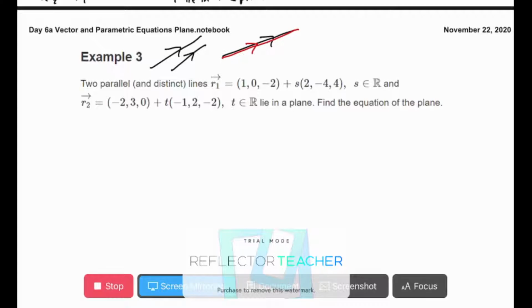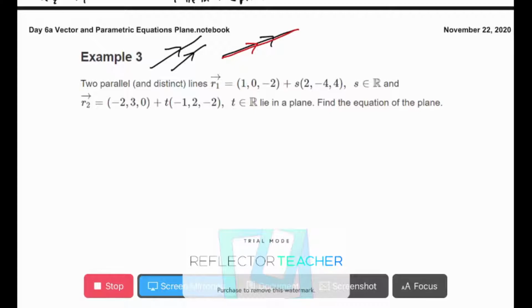So we have R1, we have our position vector, parameter s, and our direction vector. And our second equation of our line, R2, position vector, parameter, direction vector. And our parameters are defined as element of the real. So 2 parallel and distinct lines given here lie in a plane. Find the equation of the plane.